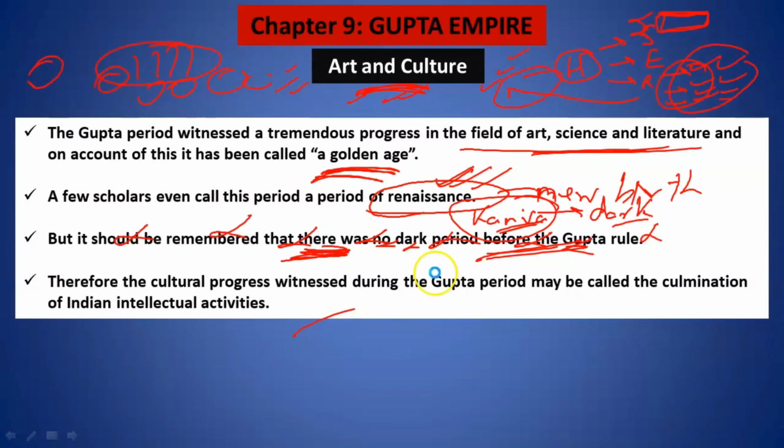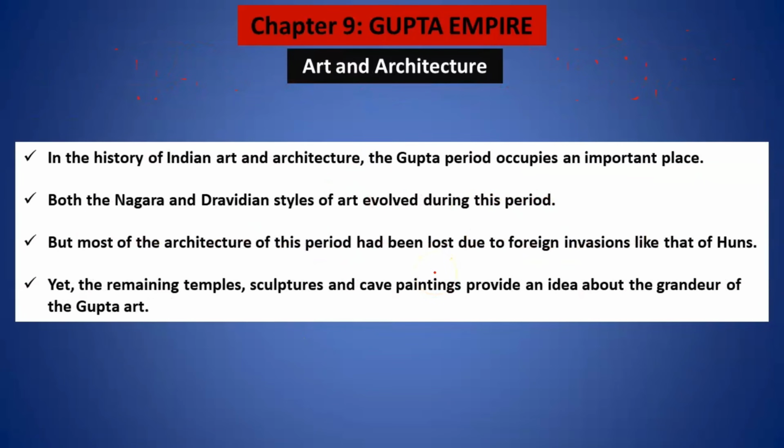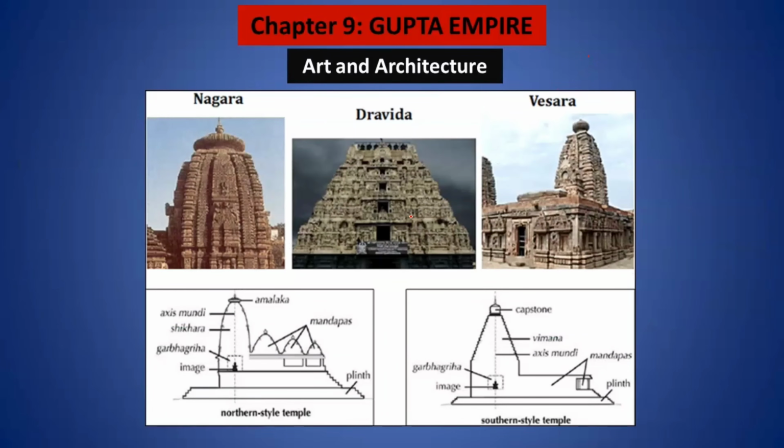All right, so let's now try to understand art and architecture. When we talk about art and architecture, you will find various kinds of temple architecture also. You might have heard about Nagara, you might have heard about Dravidian. Let us try to understand. Most of them were destroyed when the Huns invaded and when the Gupta Empire declined. They destroyed much architecture, but some of them have been preserved. So let us first try to understand what Nagara, Dravida, and Vesara are.